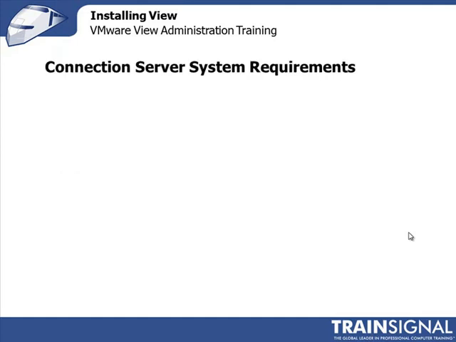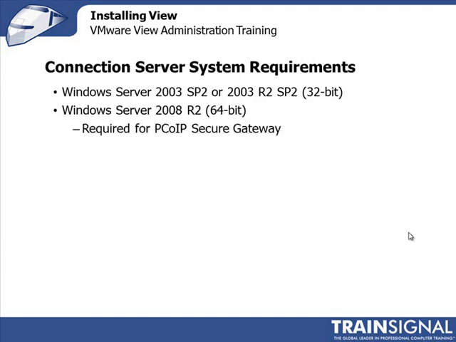The first component we'll discuss is the connection server. These requirements generally apply to all the different types of the management servers, including connection server, replica server, security server, and transfer server. For operating systems, if you want to go 32-bit, you'll need to use Windows Server 2003 or 2003 R2, both of which will require Service Pack 2. If you want to go 64-bit, your only choice is Windows 2008 R2.